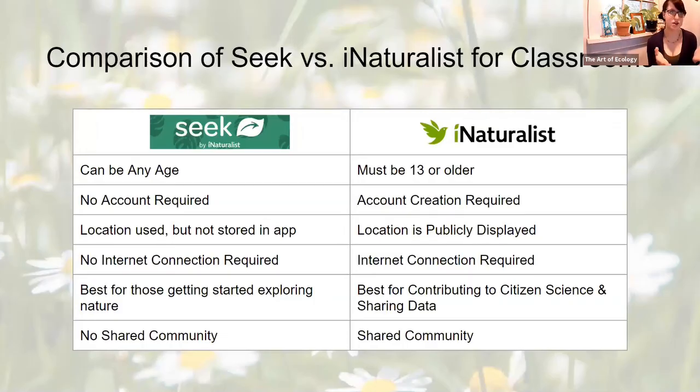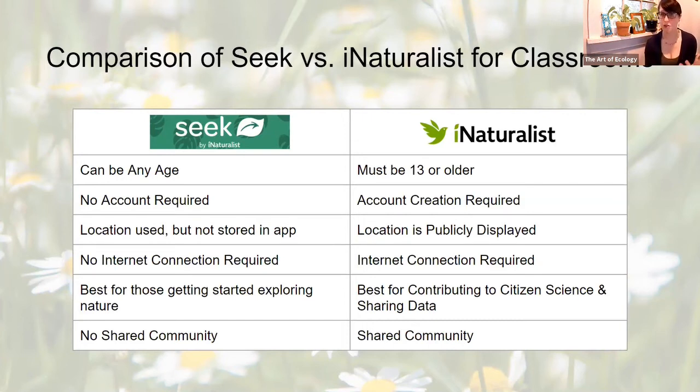And here is a graph that shows the difference between Seek and iNaturalist to help you decide if one of them is better than the other for your classroom. So Seek, it's any age. For iNaturalist, you have to be 13 years old or older to use it. So some of the younger middle school students may not be able to use iNaturalist. And this is all to protect privacy, because with iNaturalist, you're collecting data. You're collecting locations, addresses, latitude and longitude, and that's being out there public. So you want to definitely think about their privacy before you just jump right into iNaturalist.